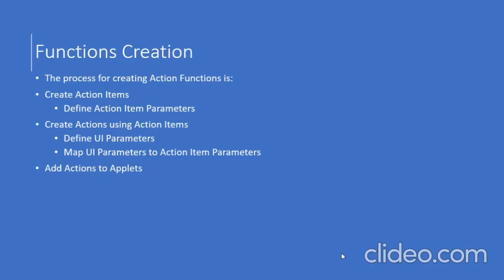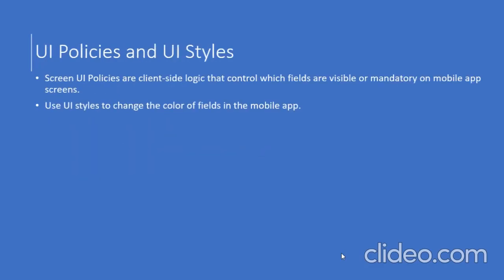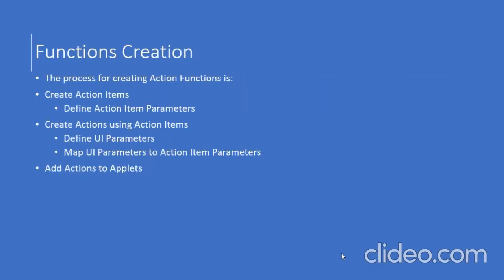A function has two steps. One is action and the other is action item. And in action item, there are UI parameters. UI parameters are the elements which get information from the user and pass it to the table. For example, if we need to change the assigned to person, the UI parameter gets the assigned to information from the user and passes the element to the action item.